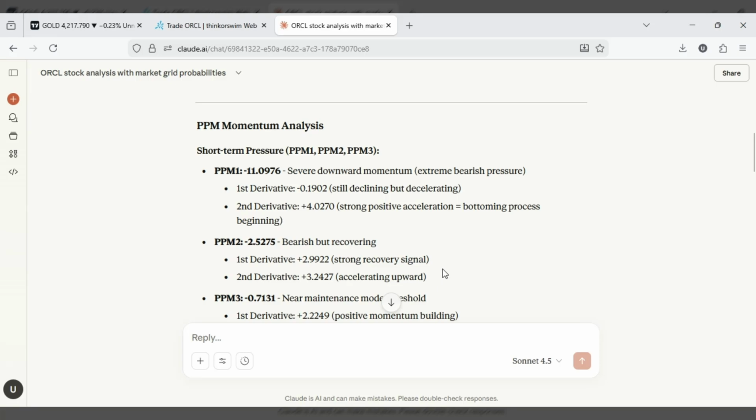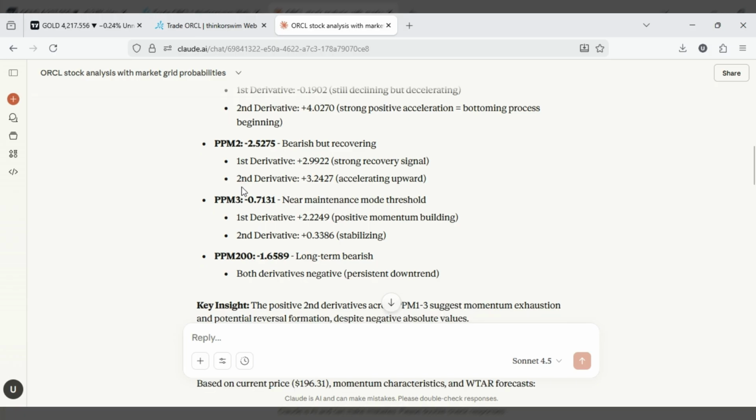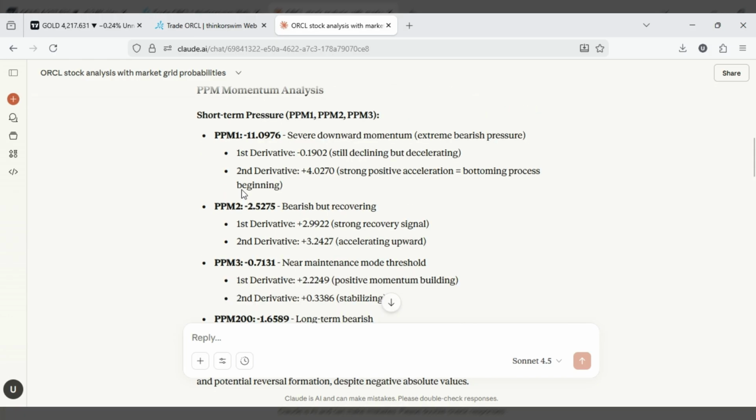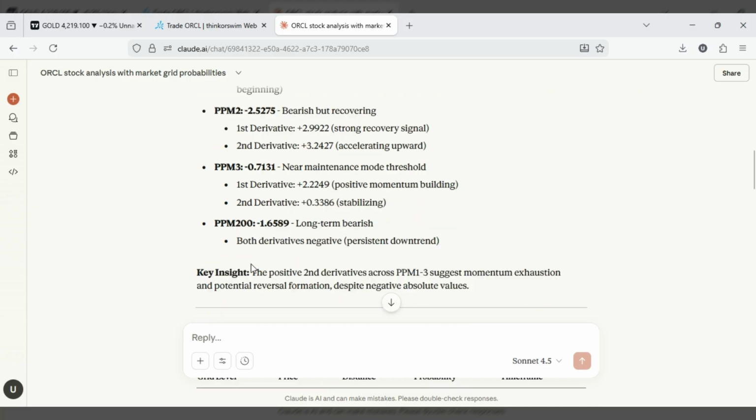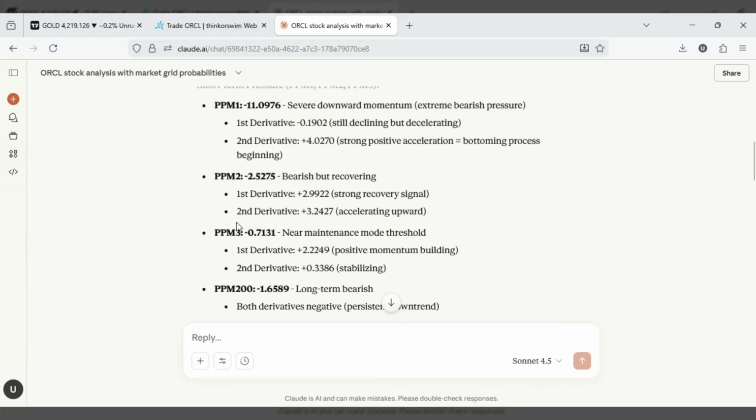So this is what you didn't hear in the last video. The price pressure momentum refers to the angle of attack of the various moving averages. Here we have ppm1 referring to the 10 period moving average, ppm2 referring to the 21 period moving average, ppm3 to the 40 period moving average, and then ppm200 to the 200 period moving average.